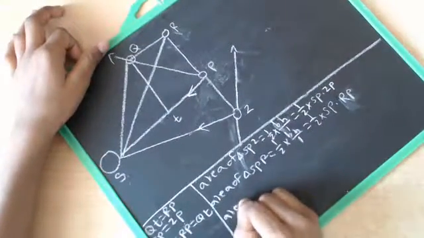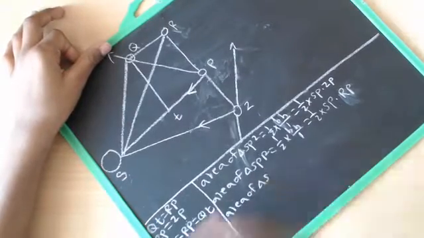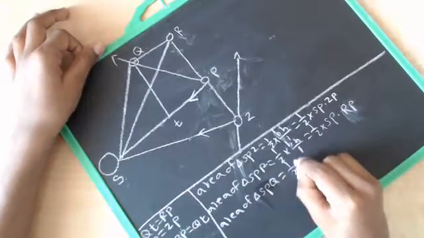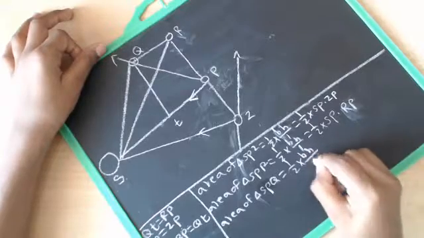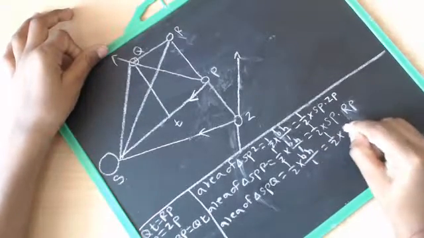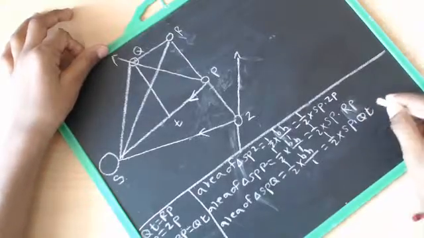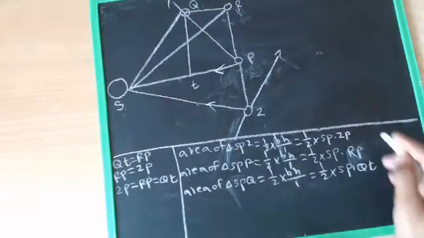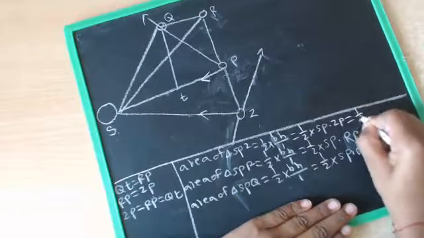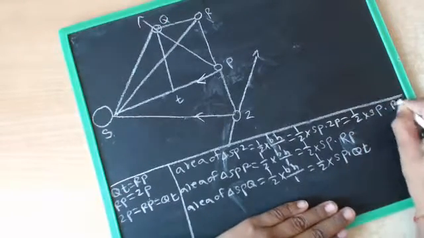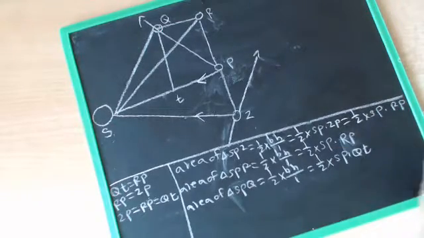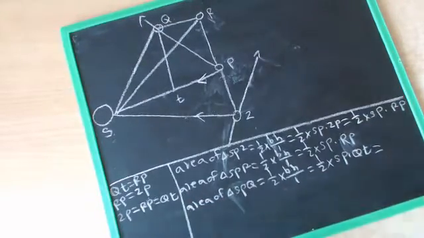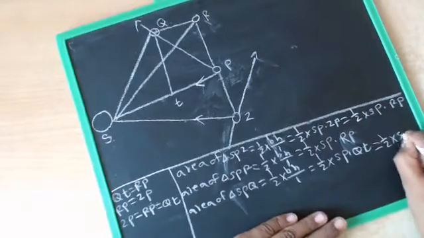And then area of triangle SPQ is equal to half into base into height by 1, is equal to half into SP into QT. But ZP is equal to RP is equal to QT. So instead of ZP I can write half into SP into RP. And QT is equal to RP, so instead of QT I can write half into SP into RP.